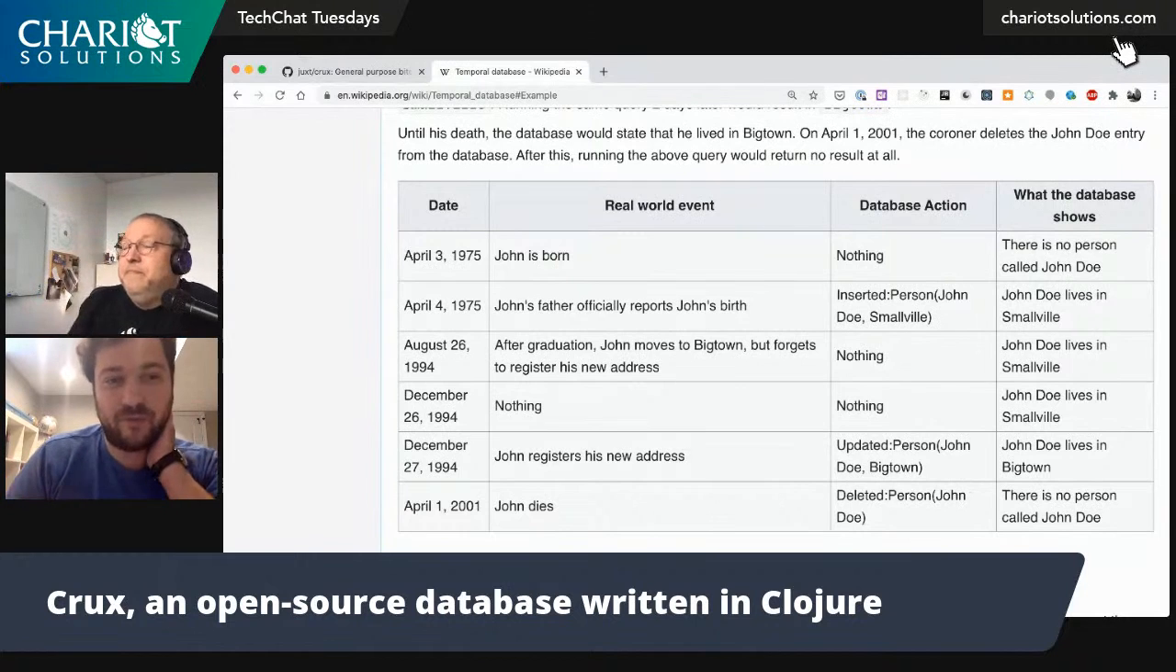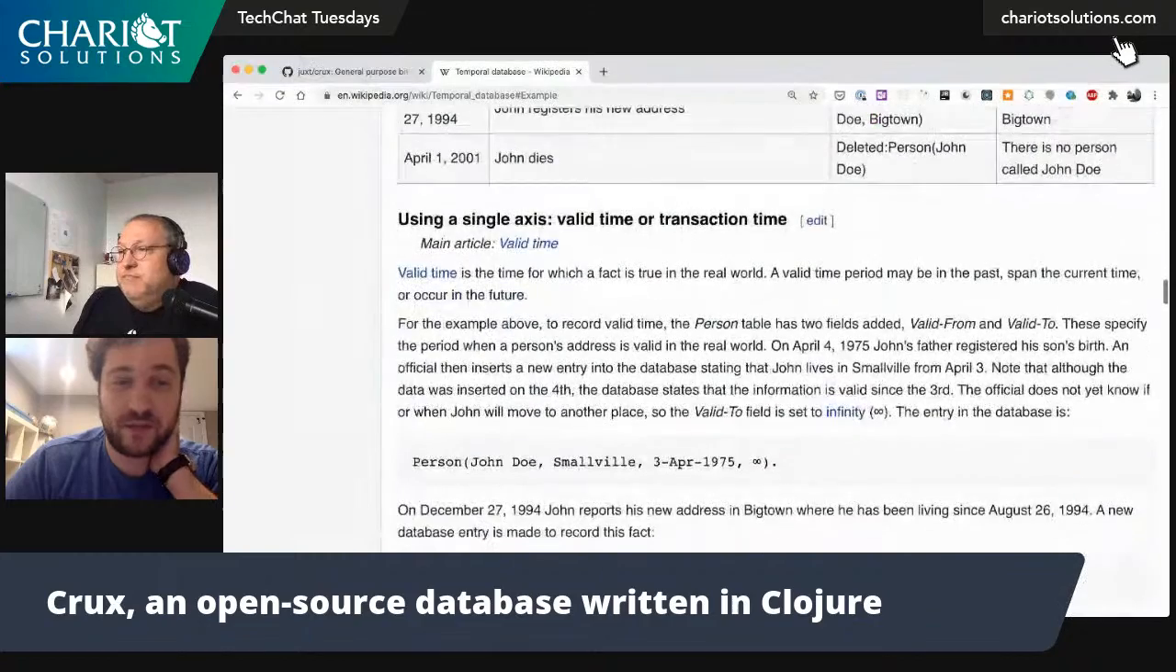So I feel like these types of motivating examples really show the type of stuff where, wouldn't it be nice if your database handled this type of problem out of the box.